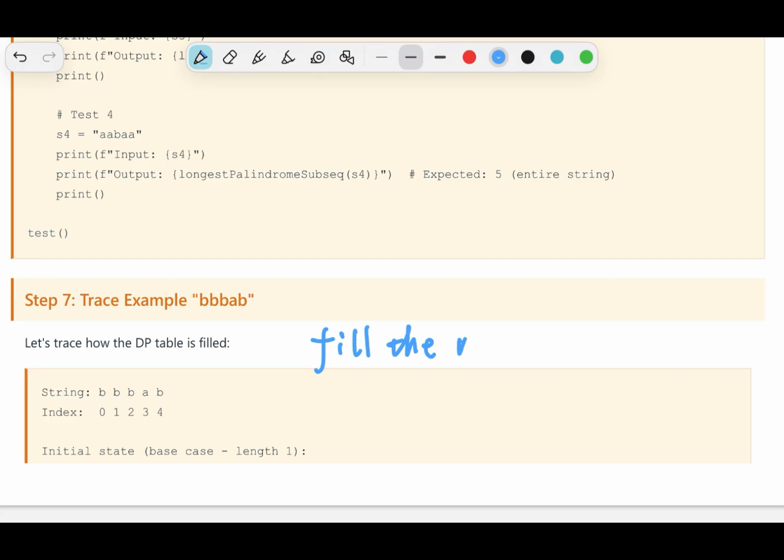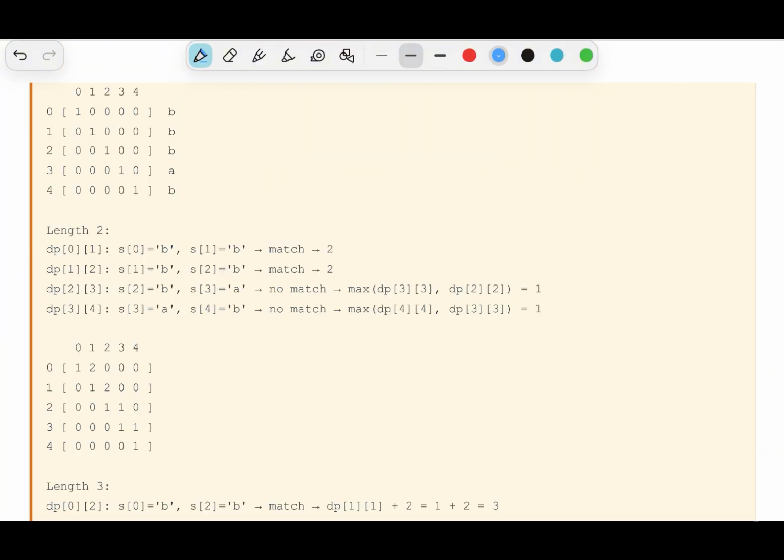Look at how the table fills. Length 1, all is 1. Length 2, BB is 2, BA is 1. Length 3, BBA is 2, BAB is 3.